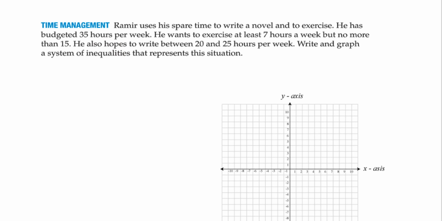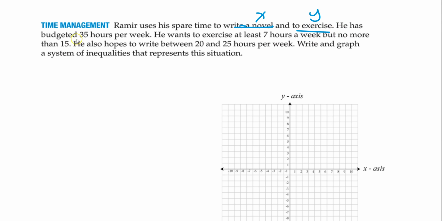It relates to inequalities. Ramir uses his spare time to write a novel and to exercise. He budgeted 35 hours per week. He wants to exercise at least 7 hours per week, but no more than 15. He also hopes to write between 20 and 25 hours per week. Write and graph a system that represents this situation. So we have a couple things going on. He wants to spend time writing a novel, so let's put novel as x and exercise as y.